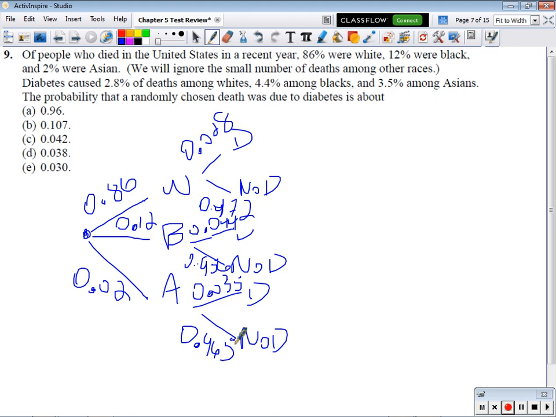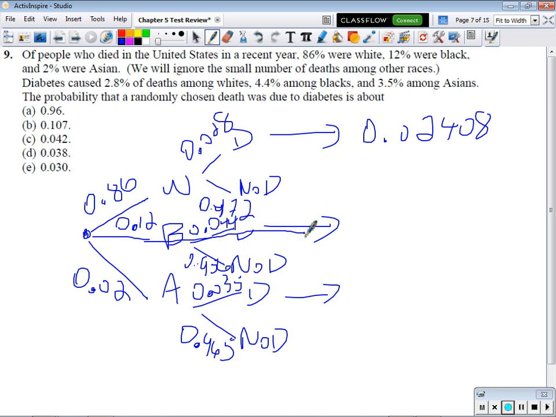So the question says here, the probability that a randomly chosen death was due to diabetes. So that's this group here, that's this group here, and that's this group here. So if I found the probabilities for those, and I added those together, for the top part, if we did 0.86 times 0.028, this comes out to be 0.02408.